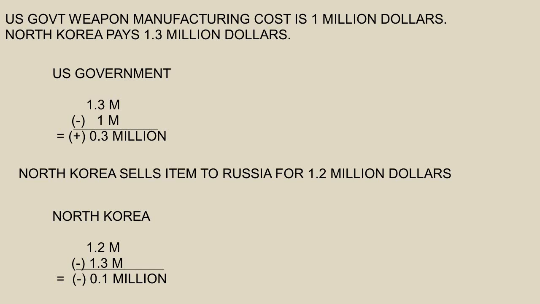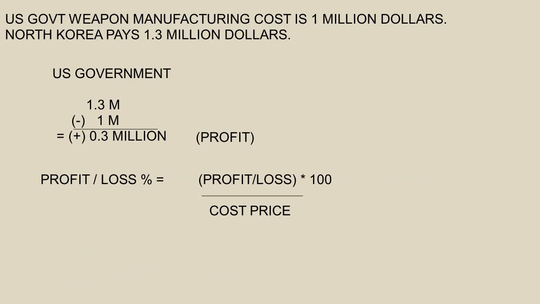It's simple. The difference between how much you sold the item for and what you paid to have the item or to manufacture the item is the profit or loss. If it's positive, it's a profit. If it's negative, it's a loss. An added pointer here is the profit percent or the loss percent. This is simple. It's basically the profit or loss divided by the cost of the item into 100. So for the US government, it would be $0.3 million by $1 million into 100, which is 30%.